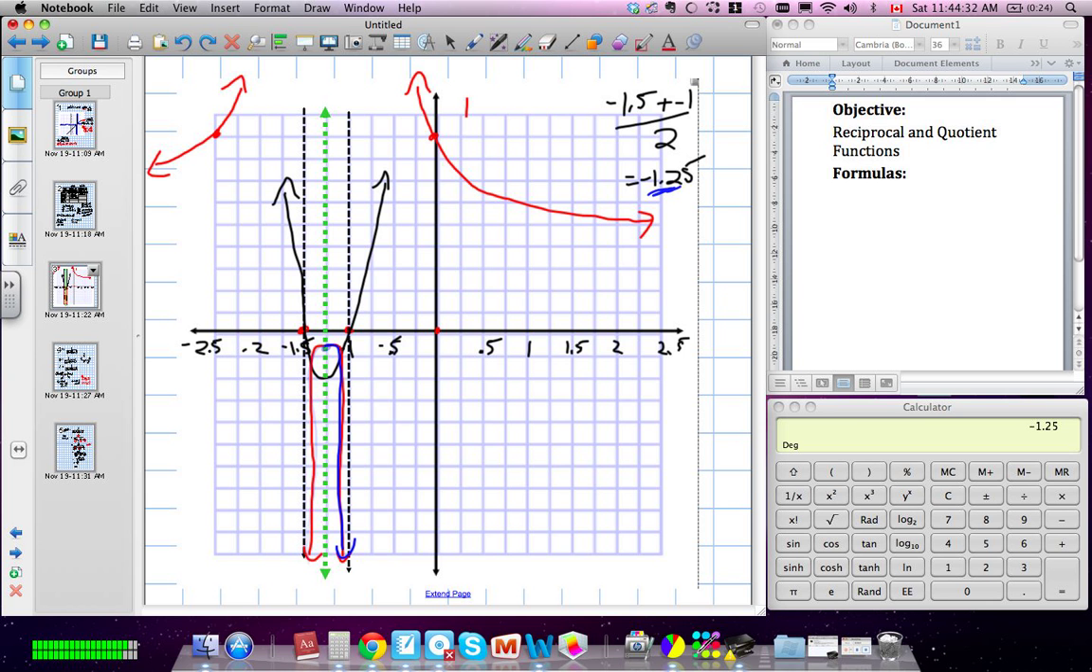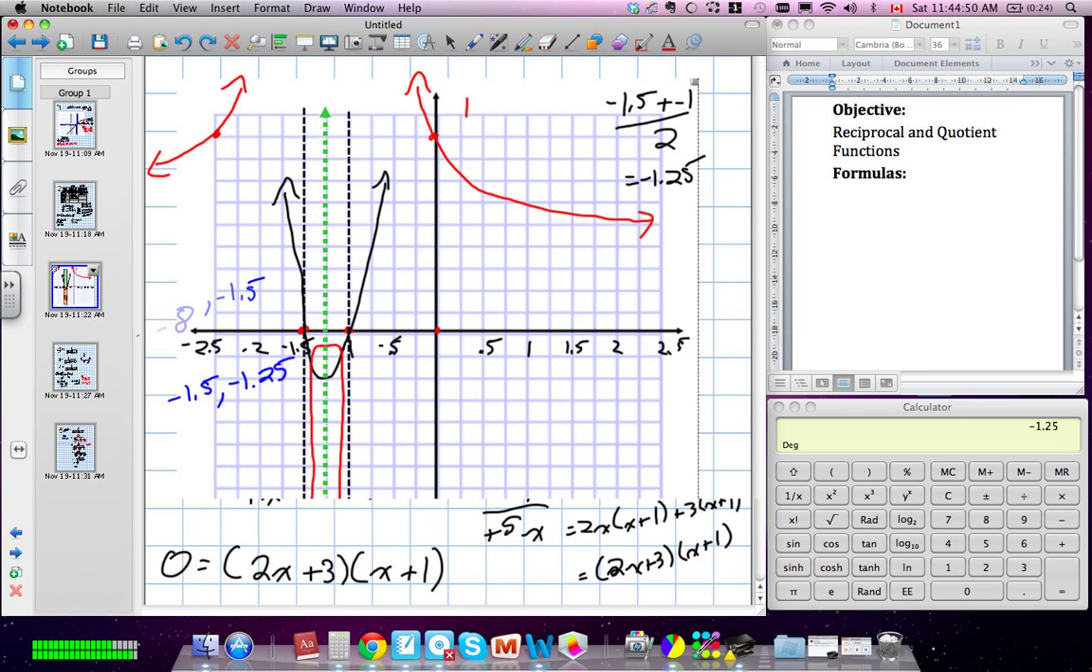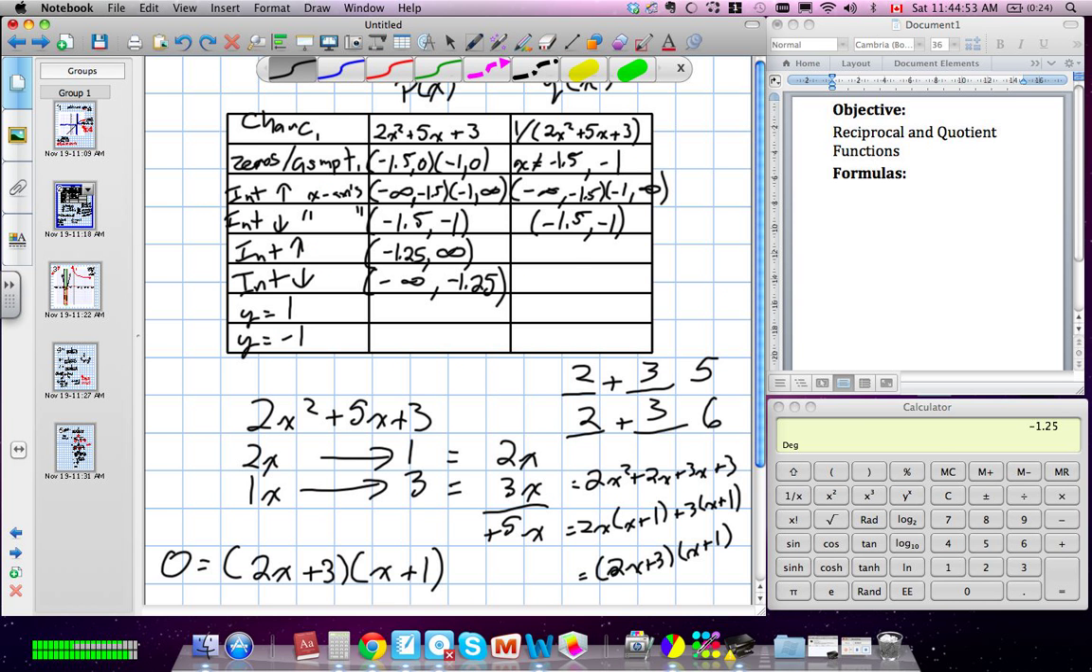Okay? So our intervals of increase for the reciprocal function are from negative infinity to -1.5, and then from -1.5 to -1.25, which is the exact middle of the quadratic. Okay? So intervals of increase are from negative infinity to -1.5, and then from -1.5 to -1.25. Opposite for decrease. For decrease, it's from -1.25 to -1, and then from -1 to infinity, that is decreasing.